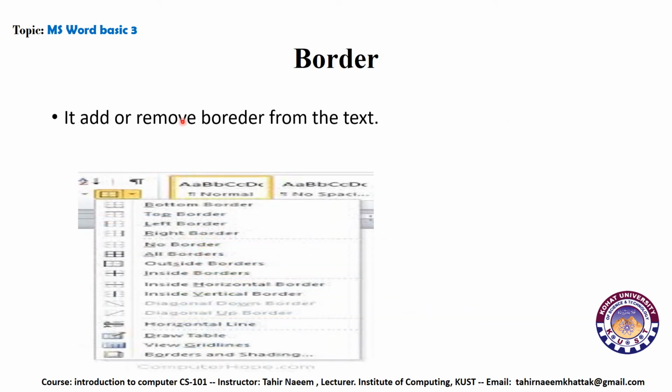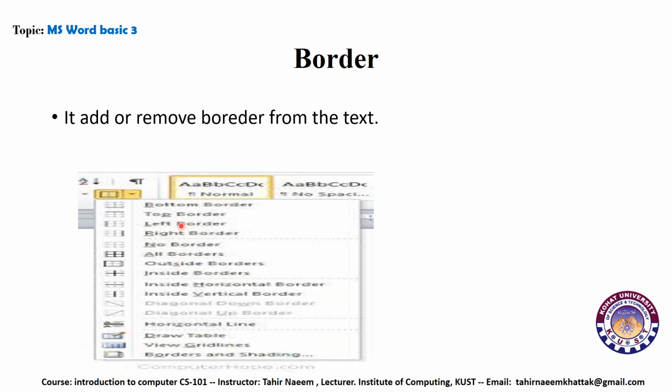Border. It adds or removes a border from the text. Let's suppose I want to add a border to this line. If I click on the border, different options will be available to me. Bottom border, as the name suggests, means that if I select this line and apply bottom border, then the border will appear at the bottom of this line. This is the top border. Here at the top of the line a border will appear.